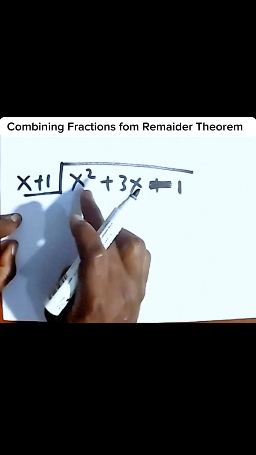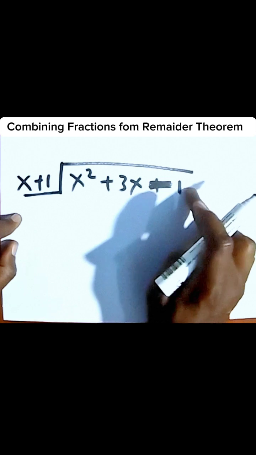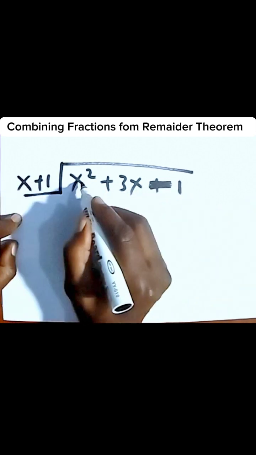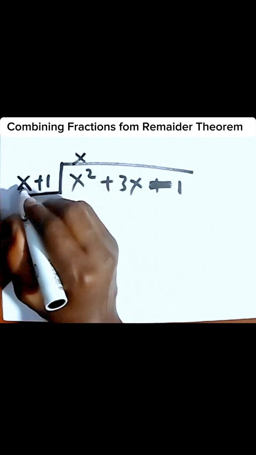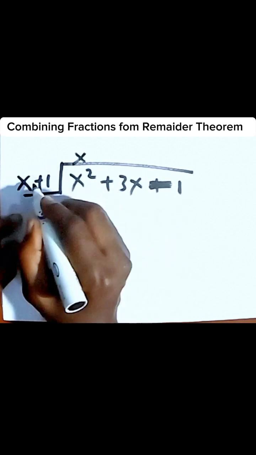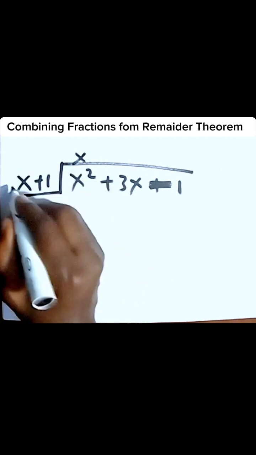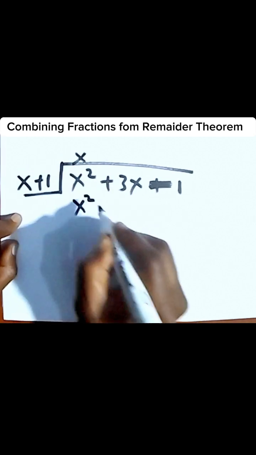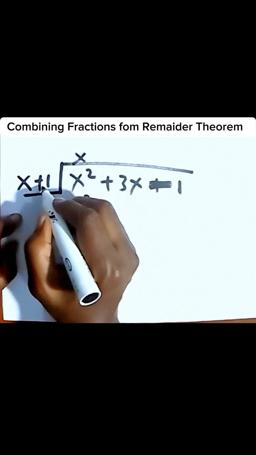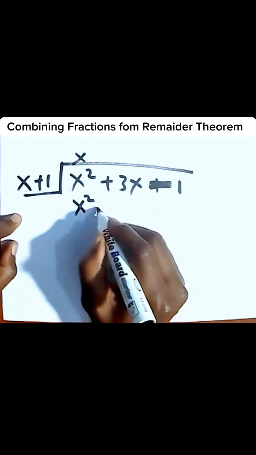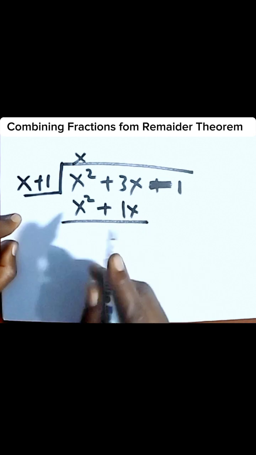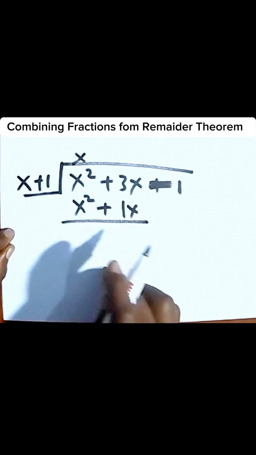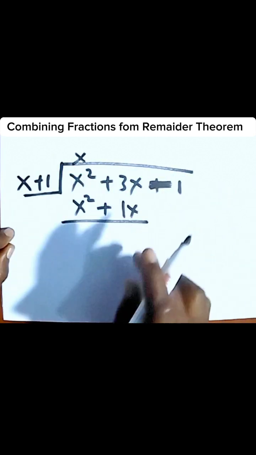We're using x plus 1 to divide x squared plus 3x minus 1. So x goes into x squared, we have x. You use the x to multiply the whole of this expression. x times x will give us x squared, x times plus 1 will give us plus 1x. And then we said you will have to subtract this expression from this.